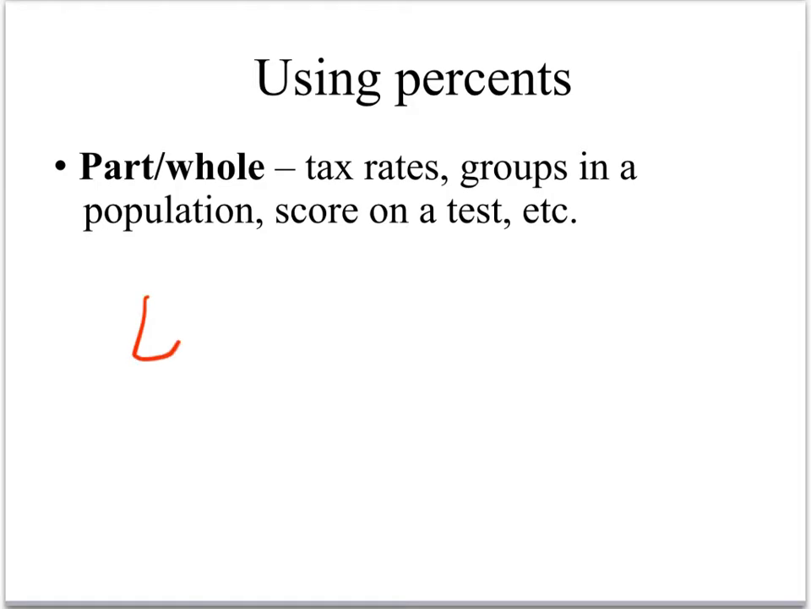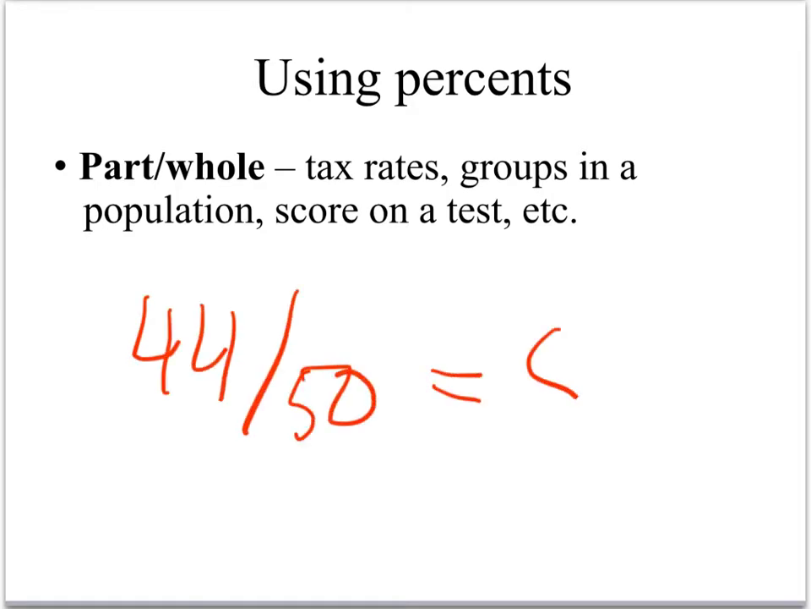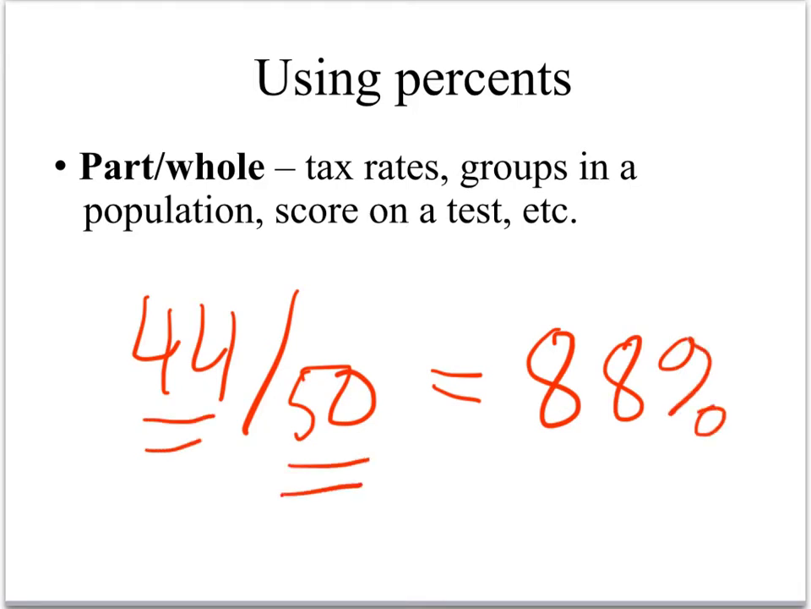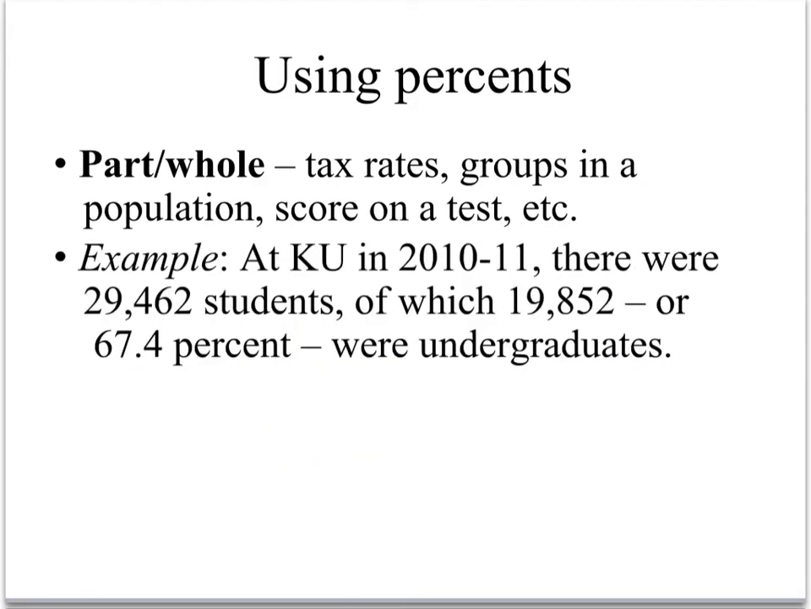If you get a 44 out of 50 on a quiz, that equals 88%. This is your part. This is your whole. Another example of this would be what percentage of KU students are undergraduates versus graduate students. So you have your part, that's this number here. You have your whole, that's this number here. And this is the percentage of the whole that part is.